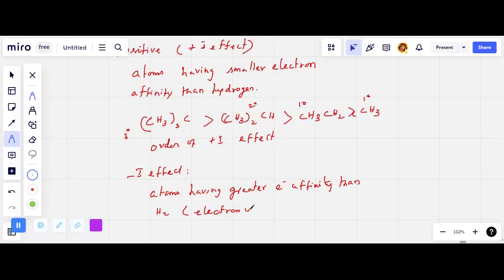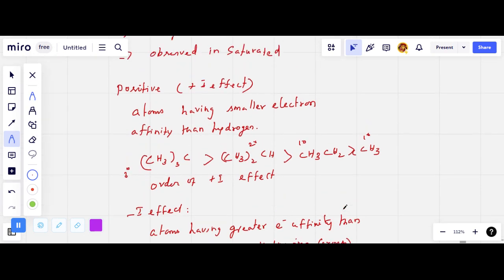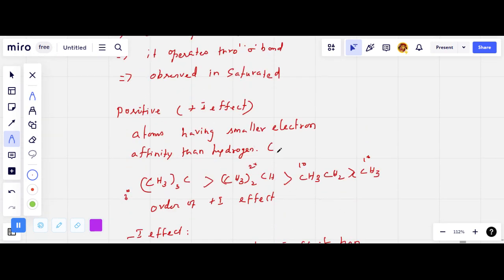எலக்ட்ரானை வந்து வித்ட்ரா பண்ணும். ஒரு சிஸ்டம்லேருந்து எலக்ட்ரானை வித்ட்ரா பண்ணுச்சுன்னா அது எலக்ட்ரான் வித்ட்ராயிங் குரூப். ஸோ எலக்ட்ரான் வித்ட்ராயிங் குரூப்பாக இருக்கிறது தான் மைனஸ் ஐ எஃபெக்ட். எதெல்லாம் எலக்ட்ரான் ரிலீசிங் குரூப், எதெல்லாம் எலக்ட்ரான் வித்ட்ராயிங் குரூப்புங்கிறது நீங்க தெரிஞ்சுக்கணும். இது எலக்ட்ரான் ரிலீசிங் ஆர் டொனேட்டிங் குரூப்.